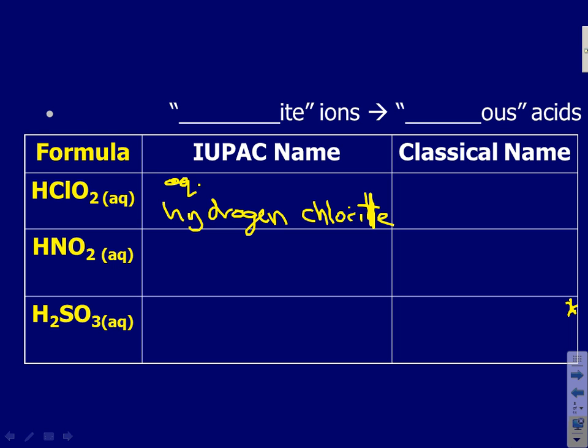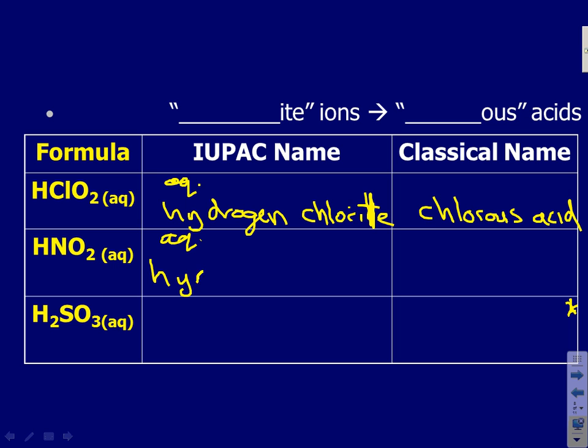Chlorous. Chlorous acid. Not as common as the ic acids. You've all heard of the ic acids, sulfuric acid, carbonic acid. You've heard of those terms before. But they are indeed acids. If we were to get some chlorous acid, we could test it with some litmus paper. It would be acidic.